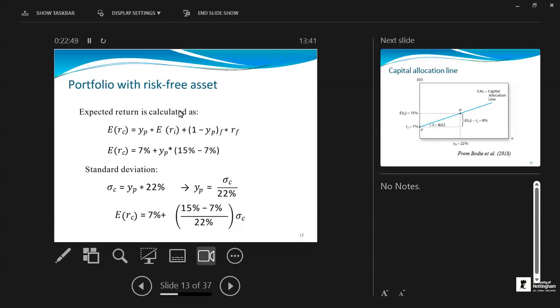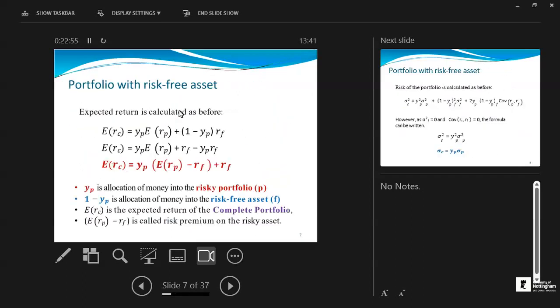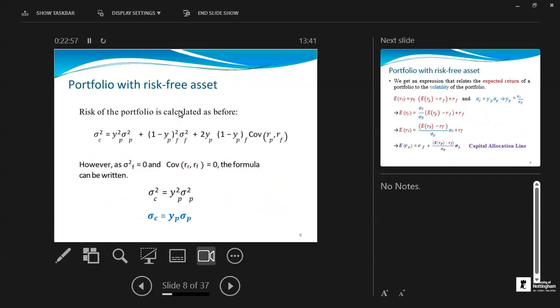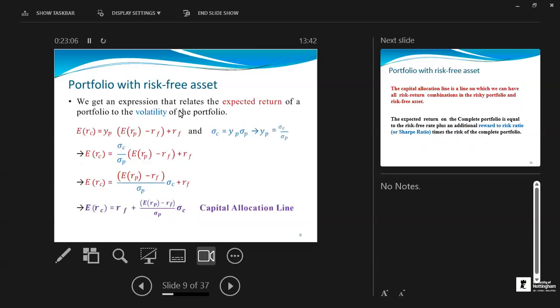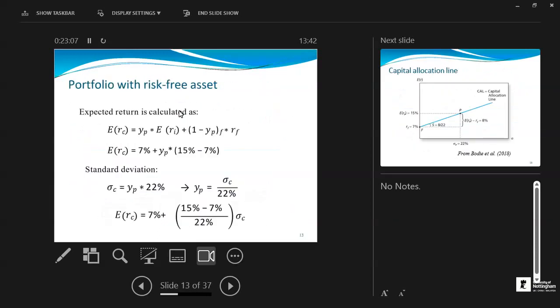More importantly, we can calculate the risk of this complete portfolio. We know from above, so when we have a risk-free asset, we get a simplified version of this. Using this equation, we can calculate the risk of the portfolio. And based on this, we can calculate how much we're going to put in the risky portfolio.